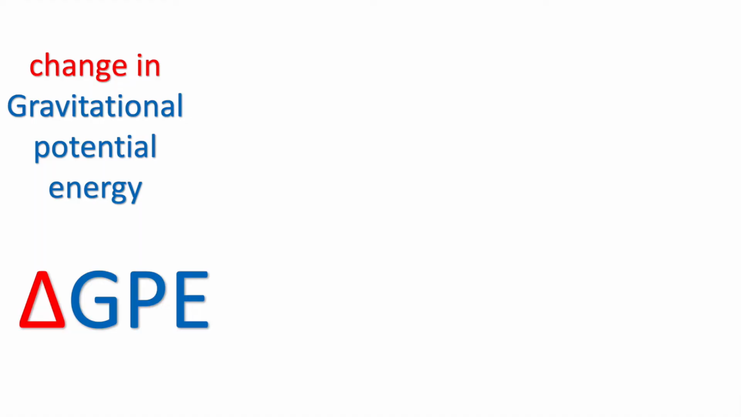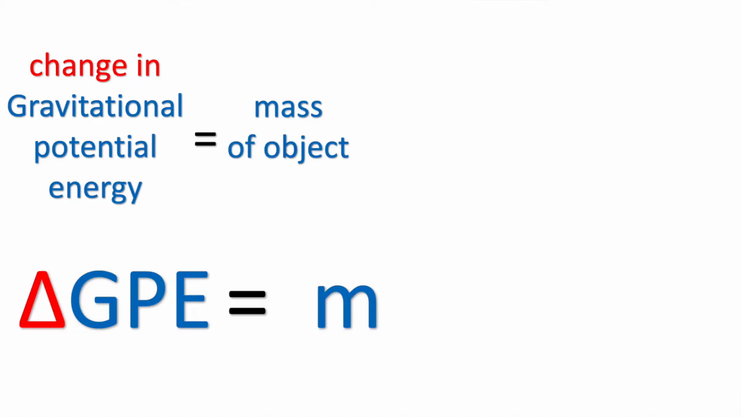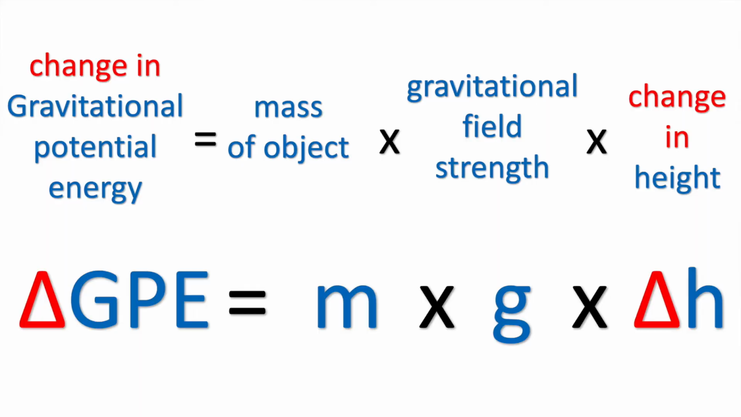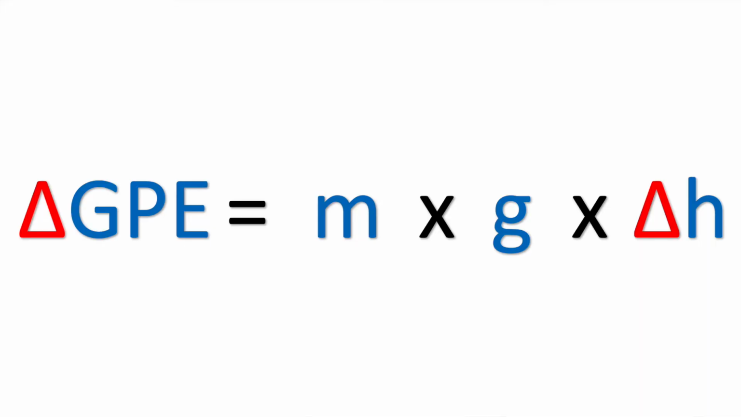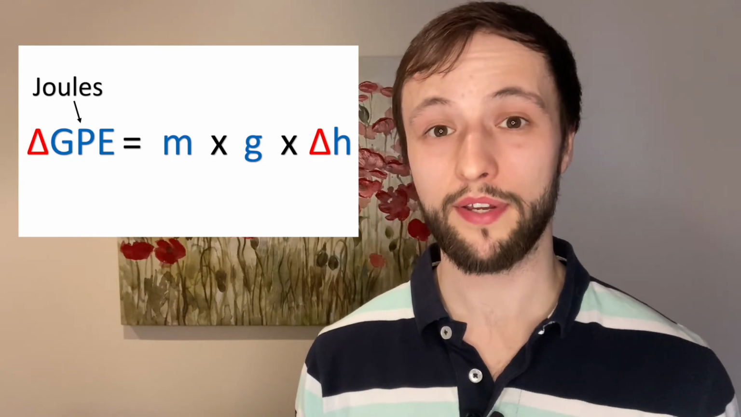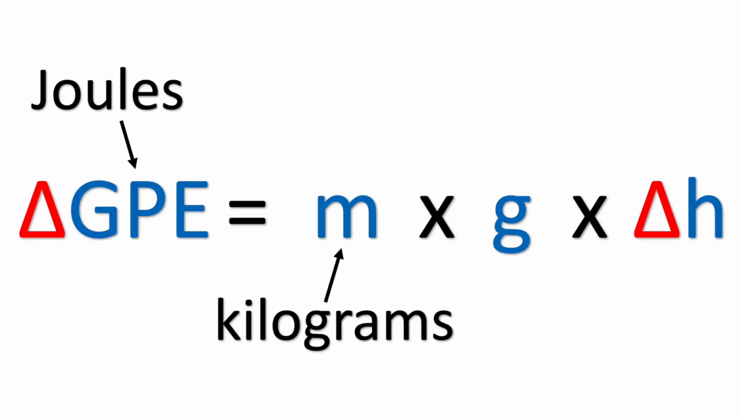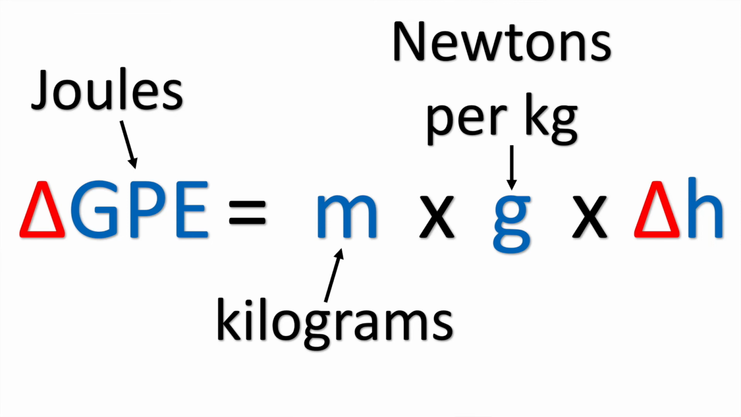Change in GPE of an object is equal to the object's mass multiplied by the gravitational field strength that it's in, multiplied by the height that it's lifted by. And remember, gravitational potential energy is measured in joules, and if we want to calculate it, be sure to put your mass in kilograms, your gravitational field strength in newtons per kilogram, and your change in height in meters.